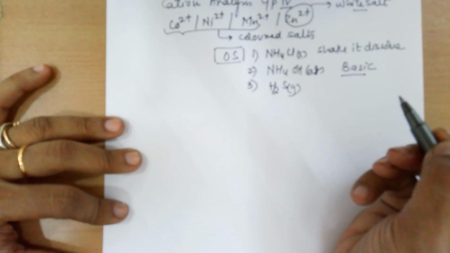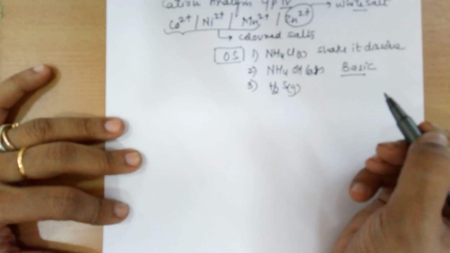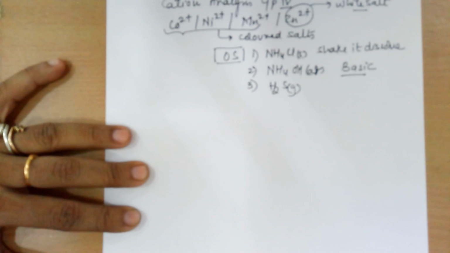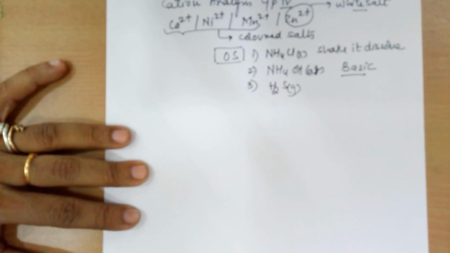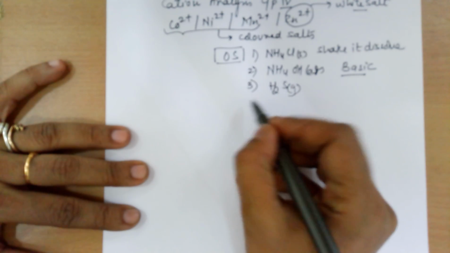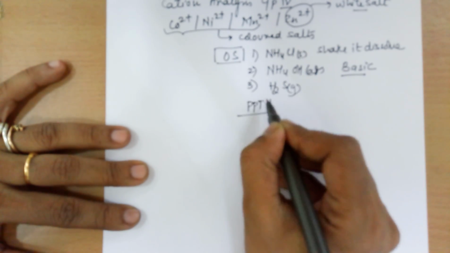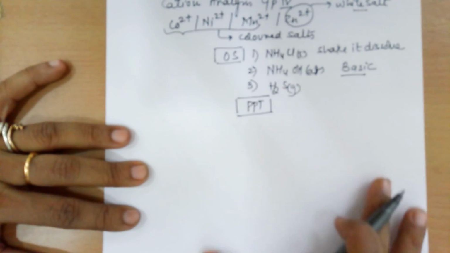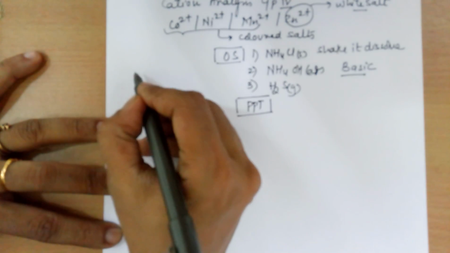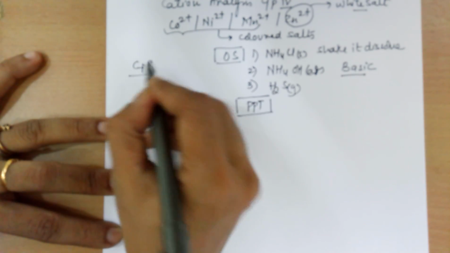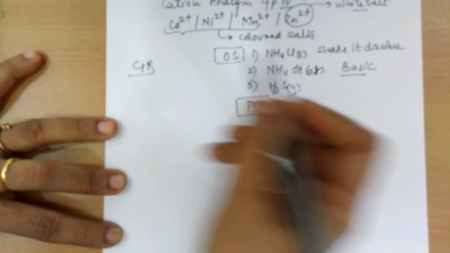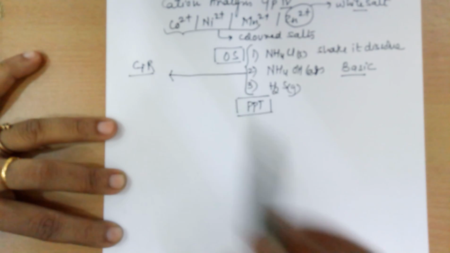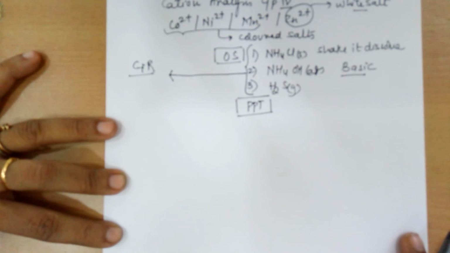This H2S gas may be added through the KIPS apparatus in your lab, or it could be a solution of sulfide ions which your teacher may be providing. Any of the two can be used. You end up in a PPT. The formation of a PPT at this stage indicates the presence of any one of these 4 cations. Hence, the group reagent for this particular 4th group is ammonium chloride, ammonium hydroxide, followed by H2S gas.